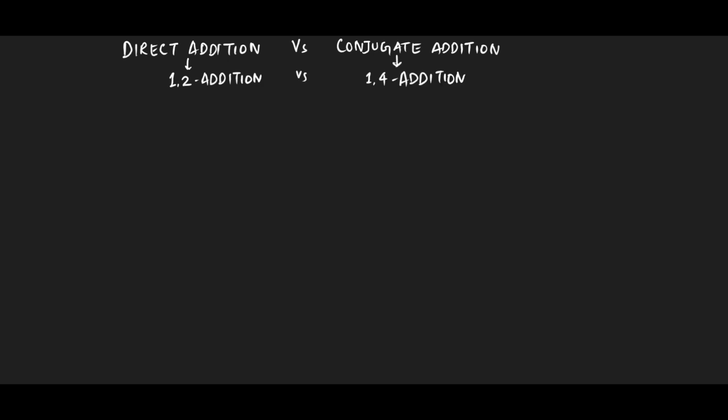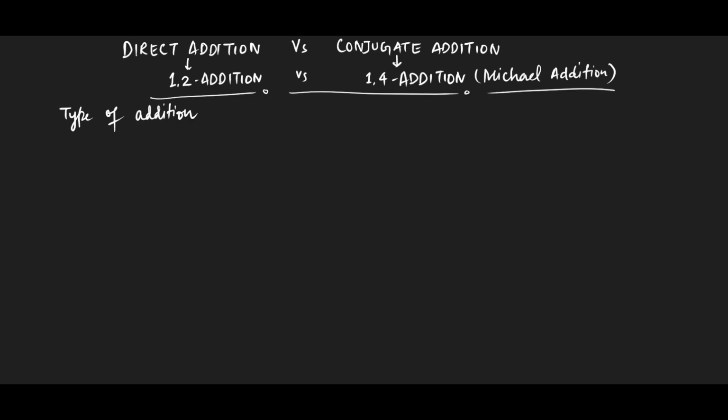We will now discuss the reasons behind the direct versus conjugate addition. Or in other words, we can say 1,2 addition versus 1,4 addition. 1,4 addition of enolate on alpha-beta unsaturated carbonyl is called Michael addition. The type of addition depends upon the reversibility of the nucleophilic addition.